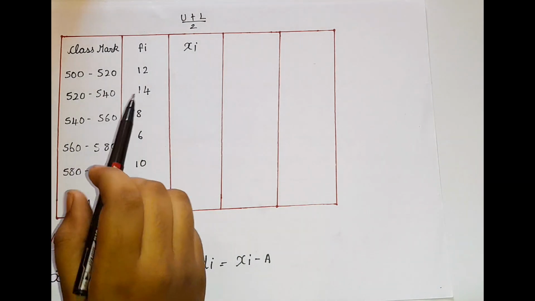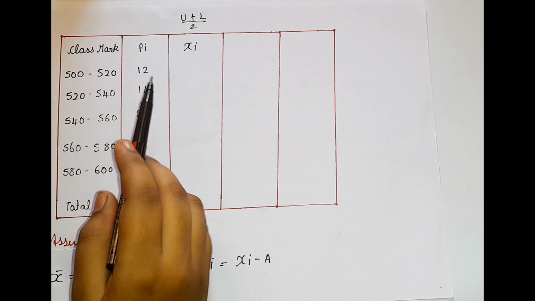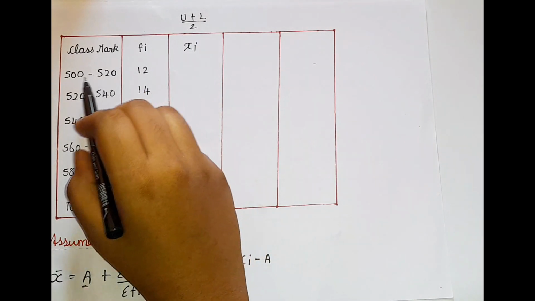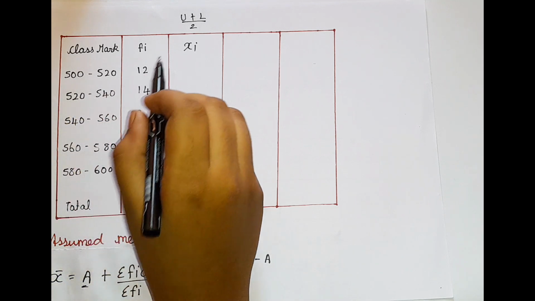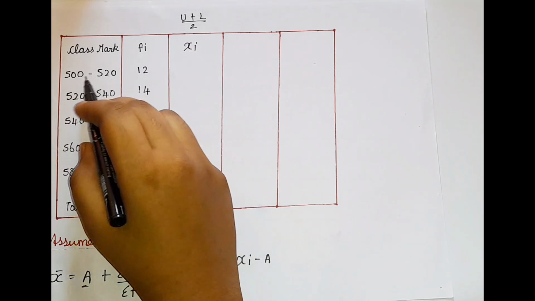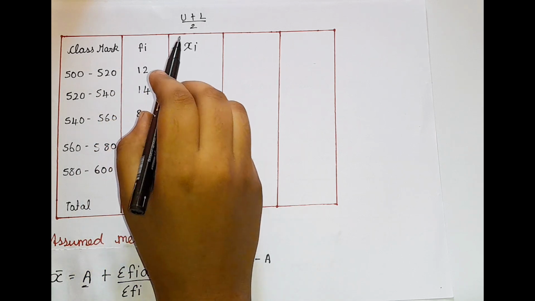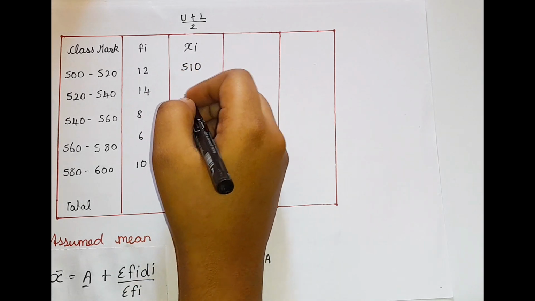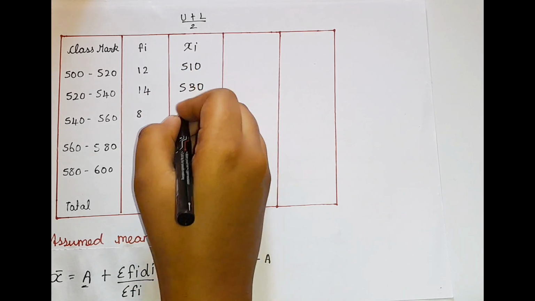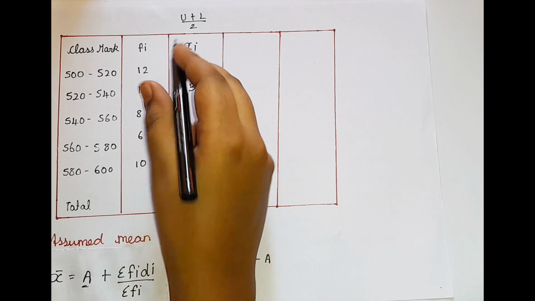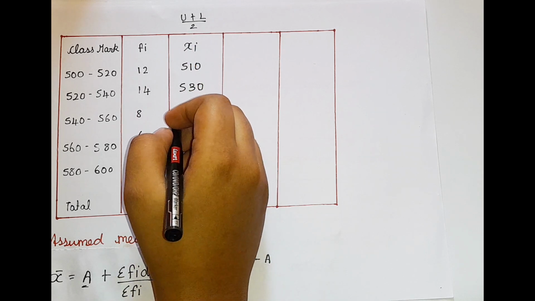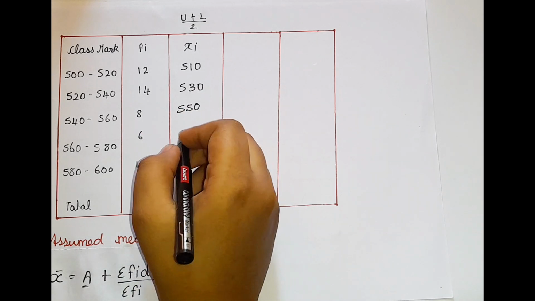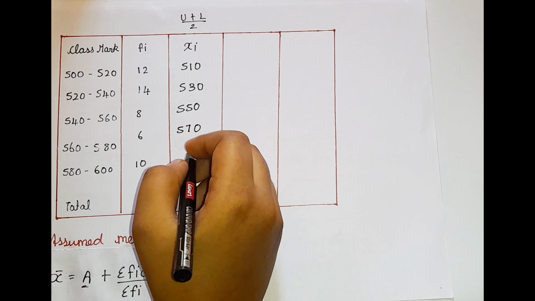So that is the xi formula, isn't it? Upper limit plus lower limit divided by 2. So 520 plus 500 divided by 2. When we add them we get a number and then divide by 2. Like that we will get 510 and 530. I know you know how to find it and you know the formula for xi, that's why I am writing it a little fast. Then 550, 570 and 590.